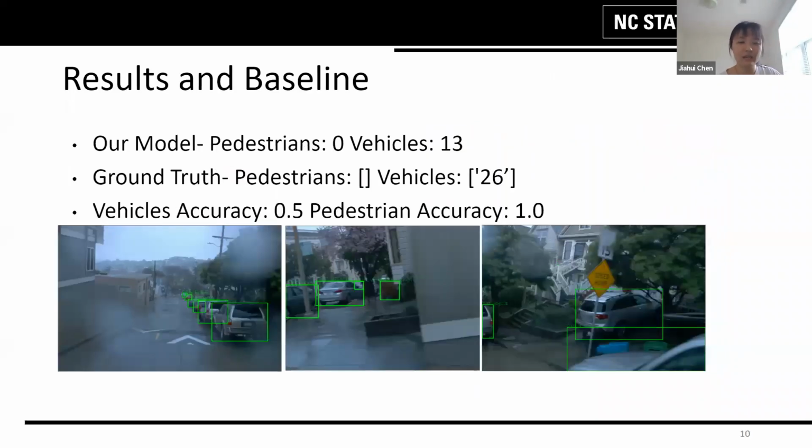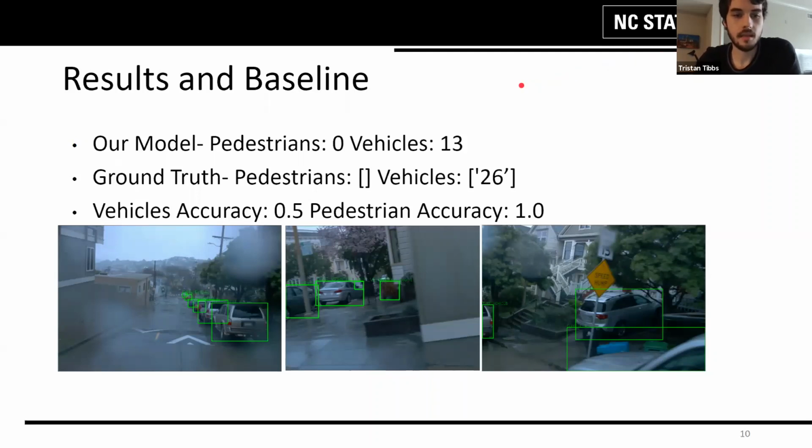Let's talk about results. The slide right here shows our results for a single frame. Every frame is composed of a total of 5 images from the various camera angles. The slide shows 3 of those images. The green boxes are those provided by our own model, and it seems to be doing a pretty good job. But if you look at the total vehicles we predict, which is 13, and compare them to the ground truth, which is 26, our vehicle accuracy is only 50%.